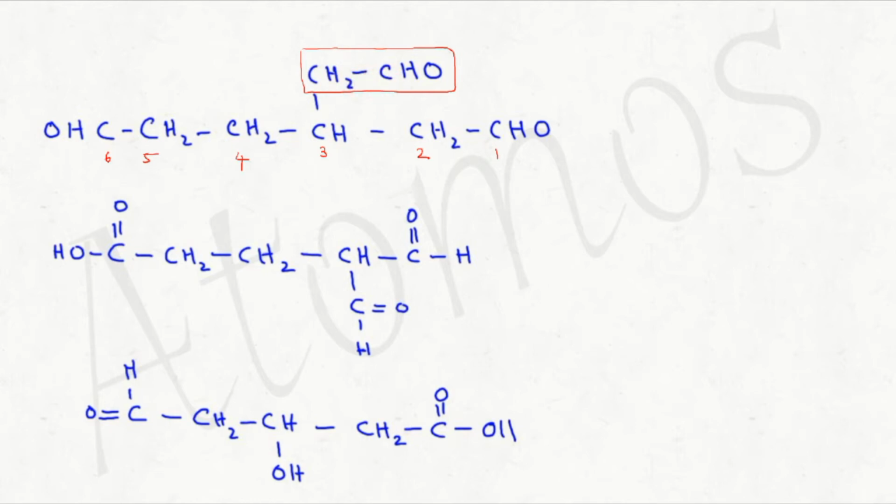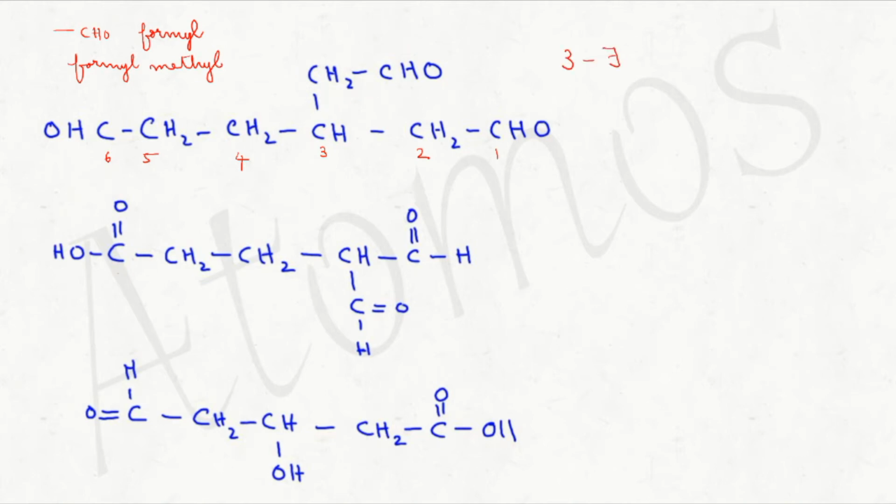Whenever the CHO group is coming as a substituent, we call it a formyl group. So we are saying that a formyl group is attached to a methyl group. So the name of this substituent will be formylmethyl. So what's the name of the compound? It can be written as 3-(formylmethyl). And the longest carbon chain contains 6 carbon atoms. So the root word will be hexane. Hexane-1,6-dial. This will be the name of the compound.